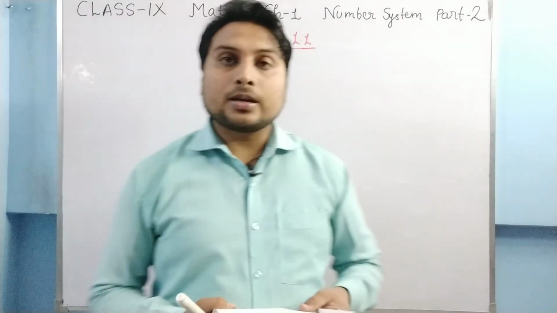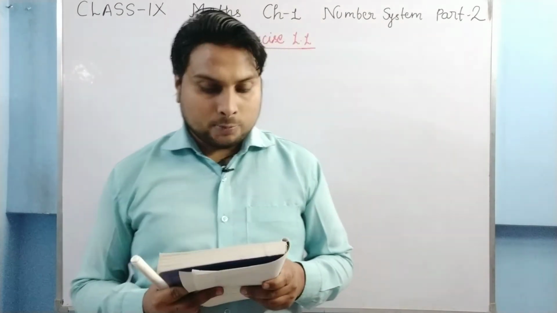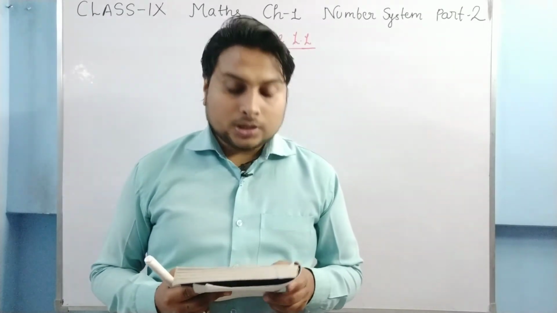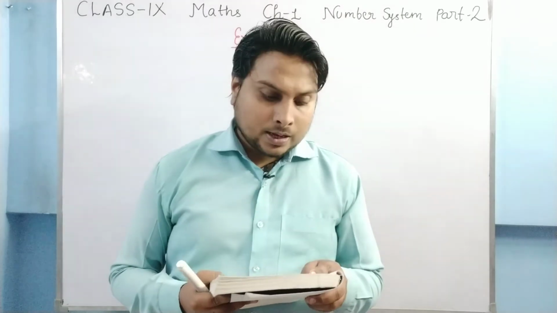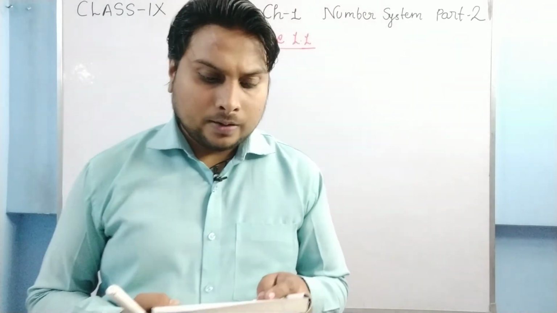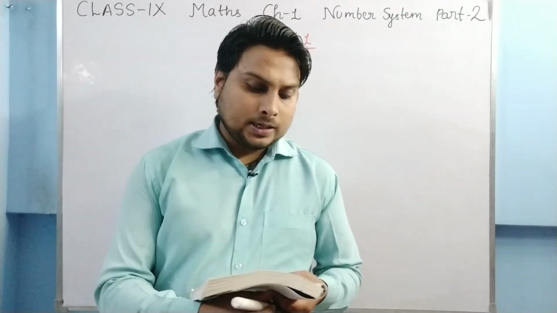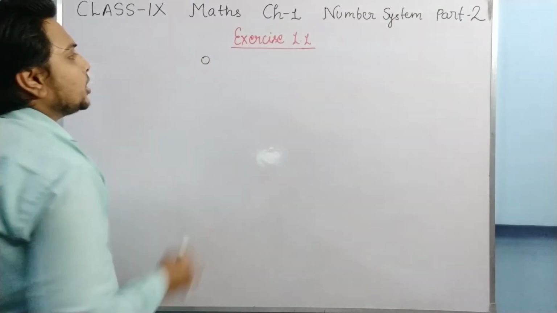Now everyone is requested to keep your NCERT book with you. Okay, I am going to discuss the exercise 1.1. The first question of exercise 1.1 of NCERT is what? Is 0 a rational number? Can you write it in the form of P by Q, where P and Q are integers and Q is not equal to 0? So it is asked whether 0 is a rational number or not.